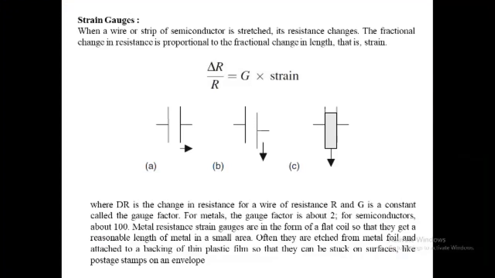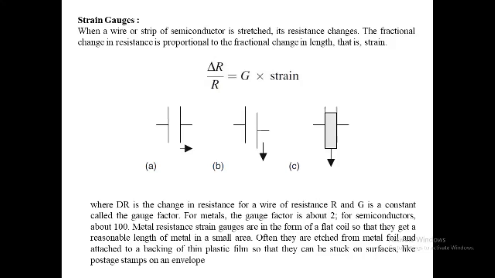Today, we are going to start with strain gauges and the types of strain gauges. When a wire or strip of semiconductor is stretched, its resistance value changes. The fractional change in the resistance is proportional to the fractional change in the length, that is strain.